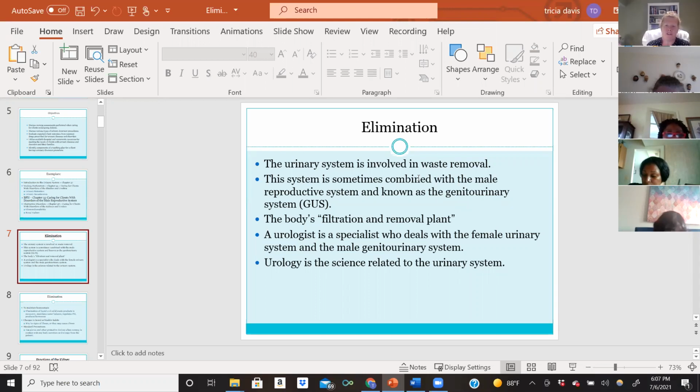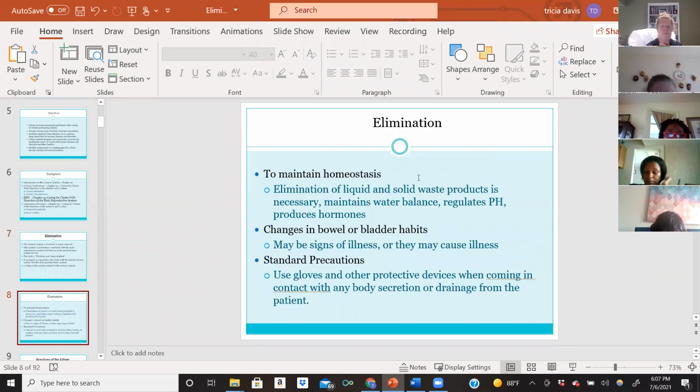We will talk about a urologist. A urologist is a specialist who deals with the female urinary system and the male genitourinary system. And urology is a specialty. It is a science related to the urinary system. So we know that we need to have proper elimination, proper removal of all those toxins in our body. If not, our body is not going to be in this constant state of homeostasis, which we need.